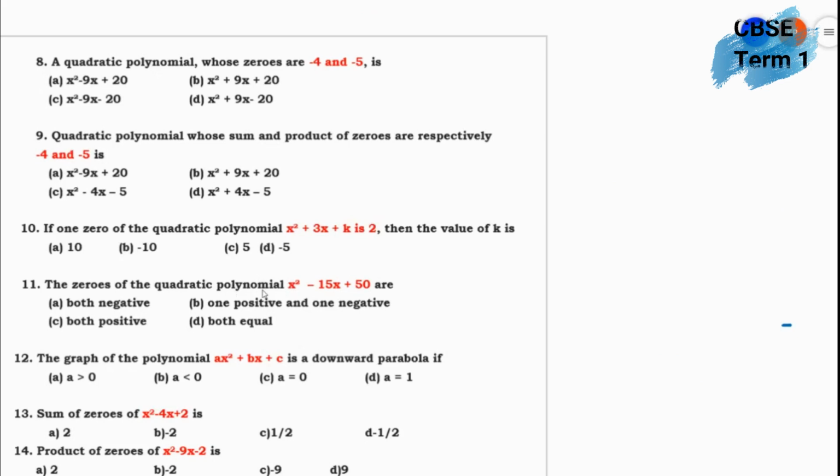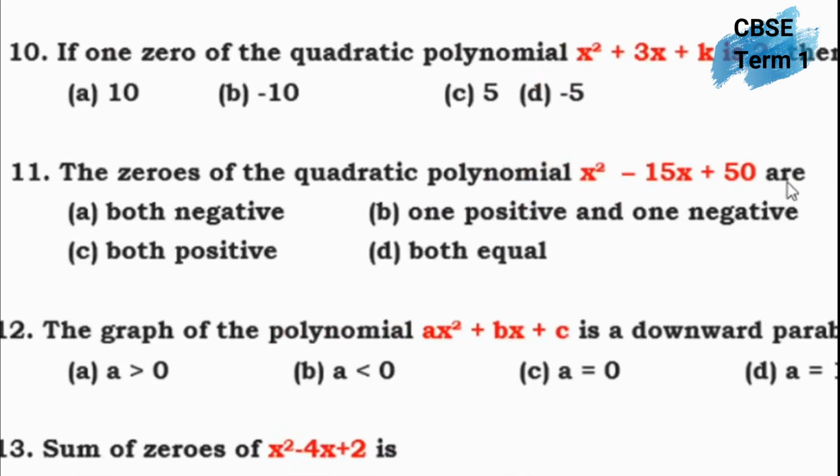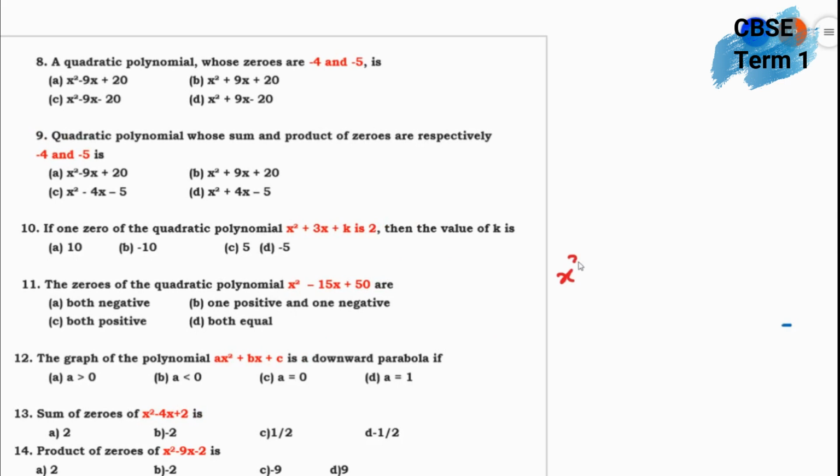11th question: the zeros of the quadratic polynomial x square minus 15x plus 50 are. Four options are given. To find the zeros, we have to use the factorization method. So I am taking the quadratic polynomial as it is. To use factorization, we have to split the middle term. So we have to take the factors of 50 in such a way that if you multiply the factors, it should be plus 50, and if you add them, it should be minus 15. So the two factors are minus 10 and minus 5. Minus 10 times minus 5 is plus 50. Minus 10 plus minus 5 is minus 15.